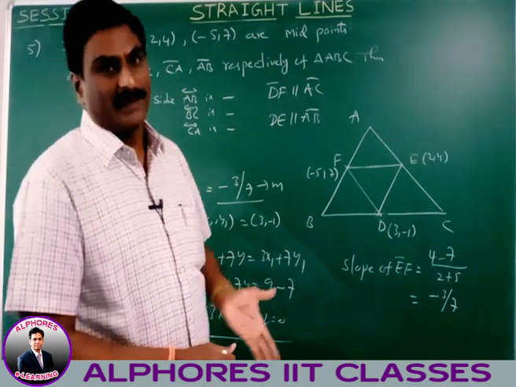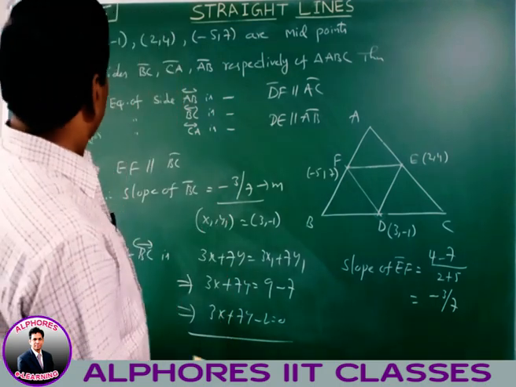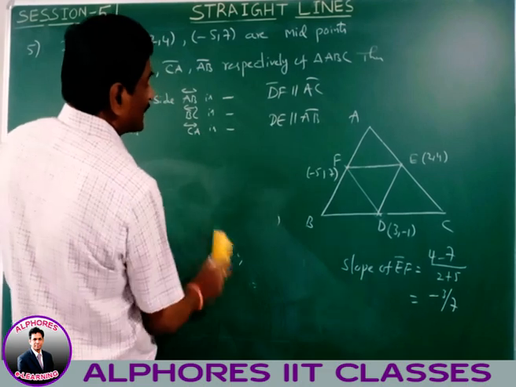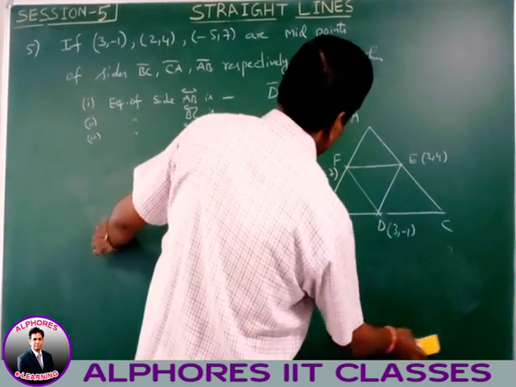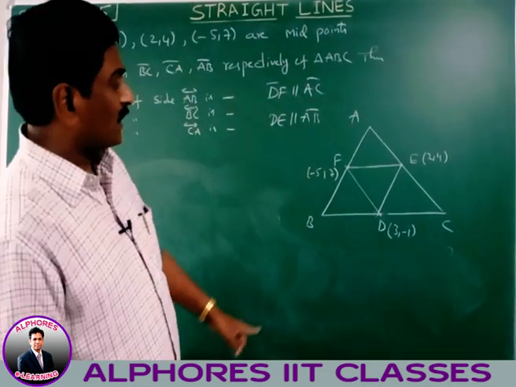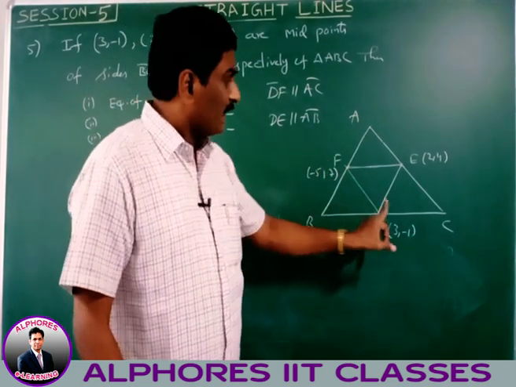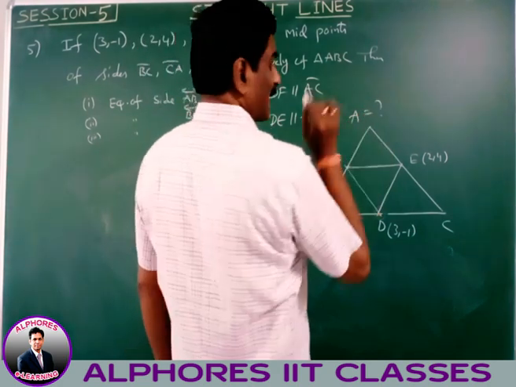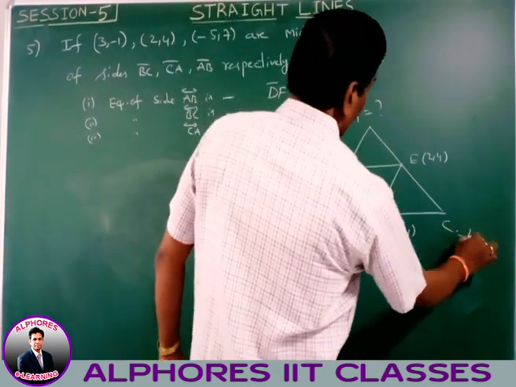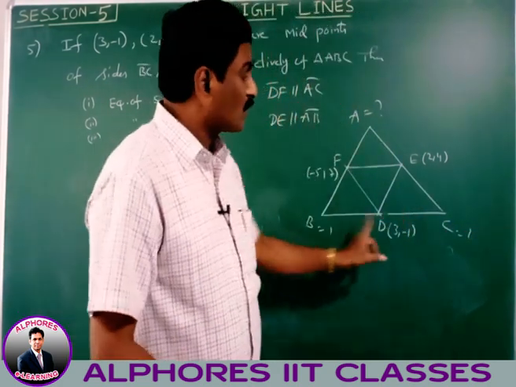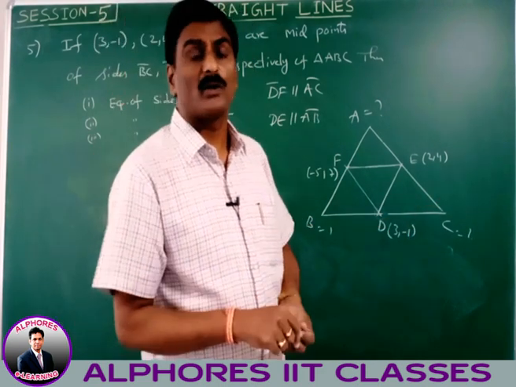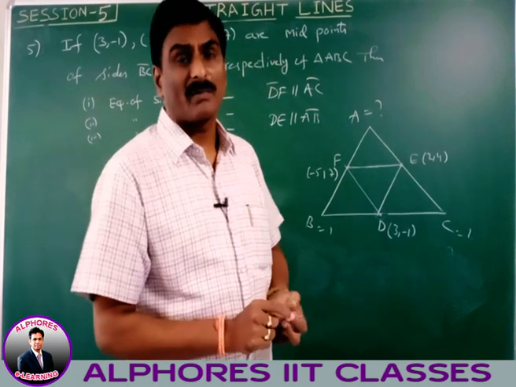In the alternative method, the second method, we find the vertices of triangle ABC. First, we find the vertices of triangle ABC. Please observe these values, A, B, C. It is the triangle. D, E, F are midpoints. Suppose we find the vertices A, B, C. What is the equation of BC? By using the two-point form, we find the equation of the side BC: (y minus y1) by (y2 minus y1) is equal to (x minus x1) by (x2 minus x1).